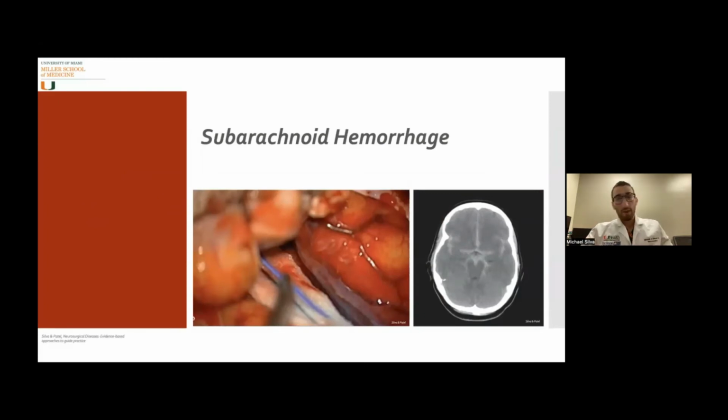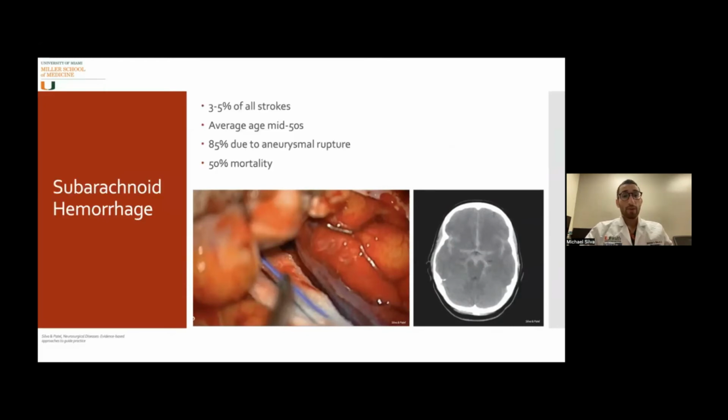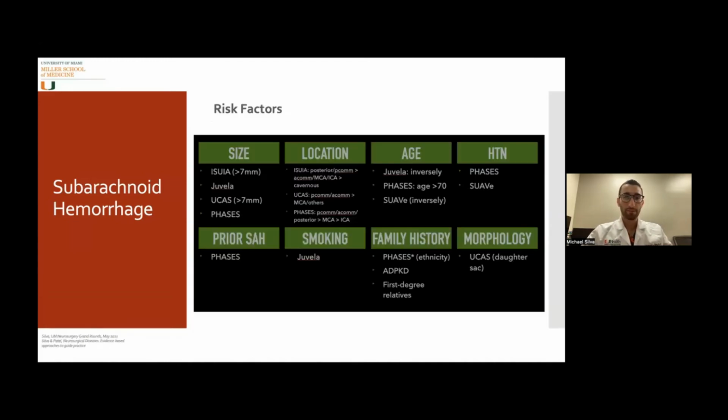So let's move on to subarachnoid hemorrhage, clearly a neurosurgical pathology and something that we encounter on a very regular basis. Subarachnoid hemorrhage, as I mentioned earlier, is about 3 to 5% of all strokes. So not a high percentage, but clearly a high morbidity, mortality, and obviously very close to our neurosurgical world. Average age is around the mid-50s. The etiology is almost always aneurysmal rupture, and mortality is around 50%.